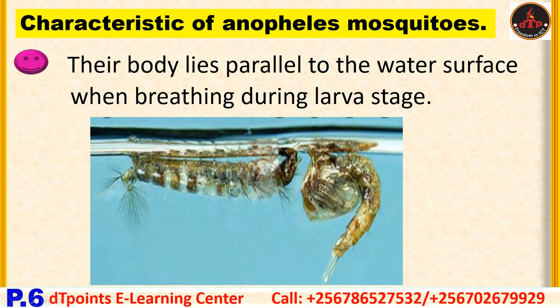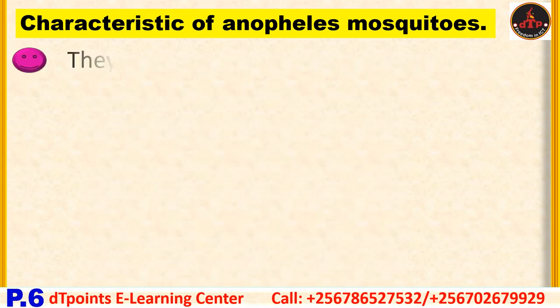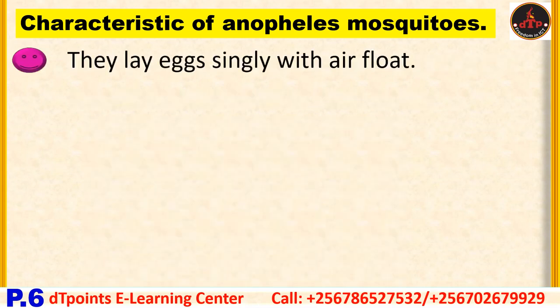Now, the larval stage of a mosquito is called a wriggler, and its movement is by wriggling. We call it wriggling. Are we together?